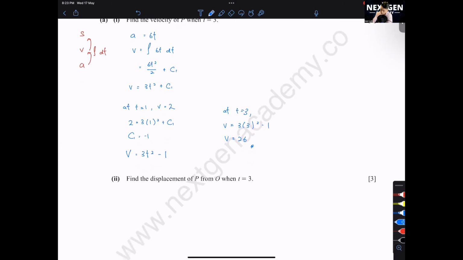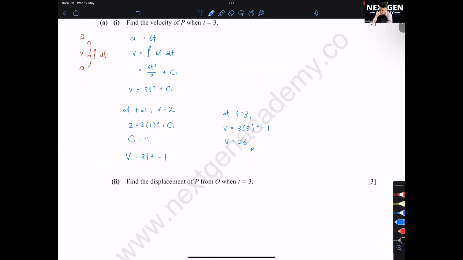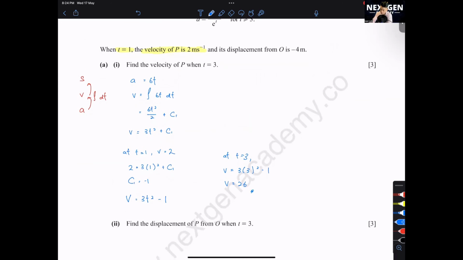Then the next one. Find the displacement of P from O when t is equal to 3. Did they give us any other information? They also gave us here: at t equals 1, S is equal to negative 4.